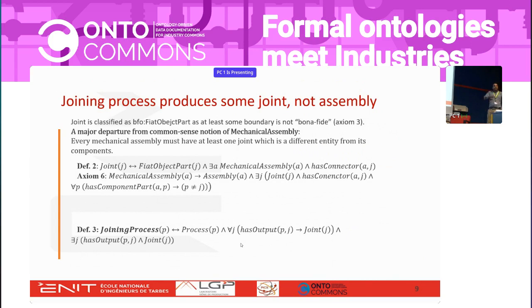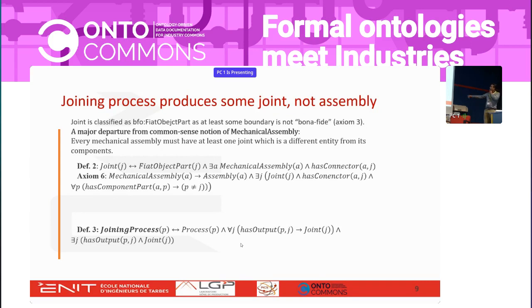and of course it is very much common sense that there has to be a mechanical assembly which has the connector as the joint. And then on the other hand, every mechanical assembly needs to have at least one joint. Otherwise, how can the components be connected?